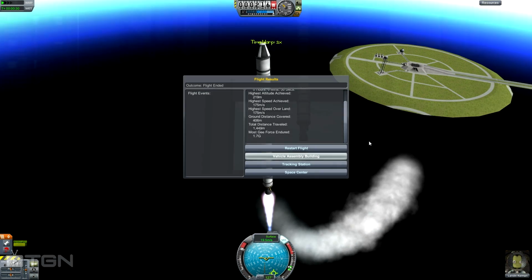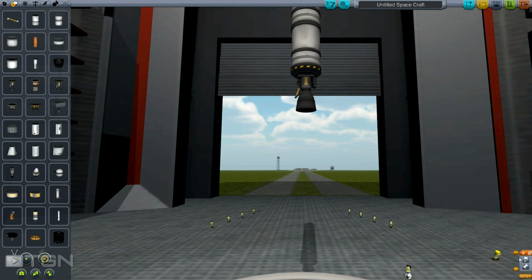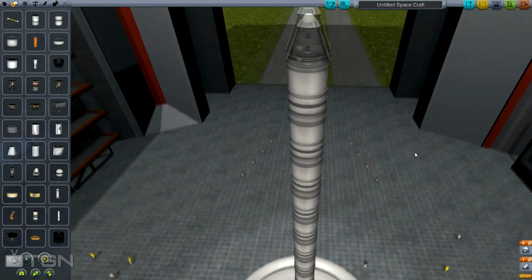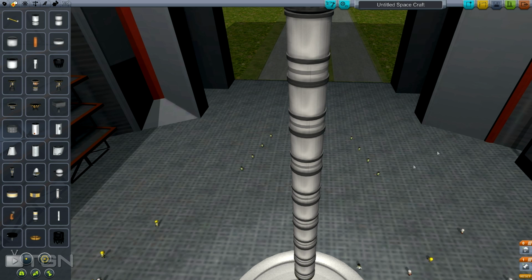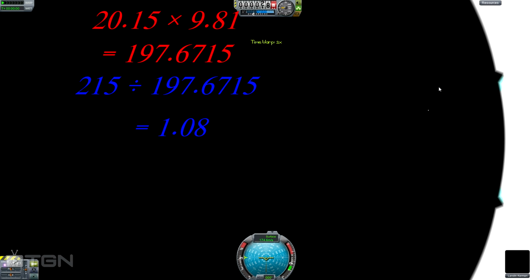So if we go into the vehicle assembly building and we remove one of these fuel tanks, and I forgot to do some of the staging, so we add our thing to our stage here. Now this is the minimalist thrust for this weight. The whole mass of this whole ship is 20.15. The weight of it, by multiplying 9.81, is 197.6715, and if we divide 215 by that, we get 1.08, which is above 1. So it'll lift off directly, but it's not going to go very fast.